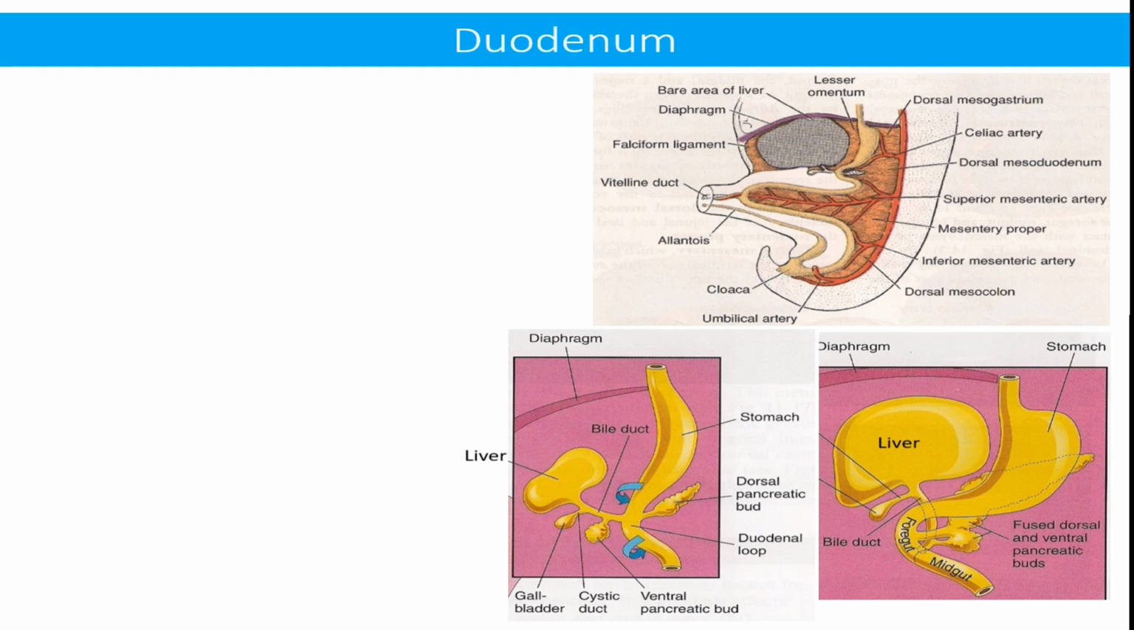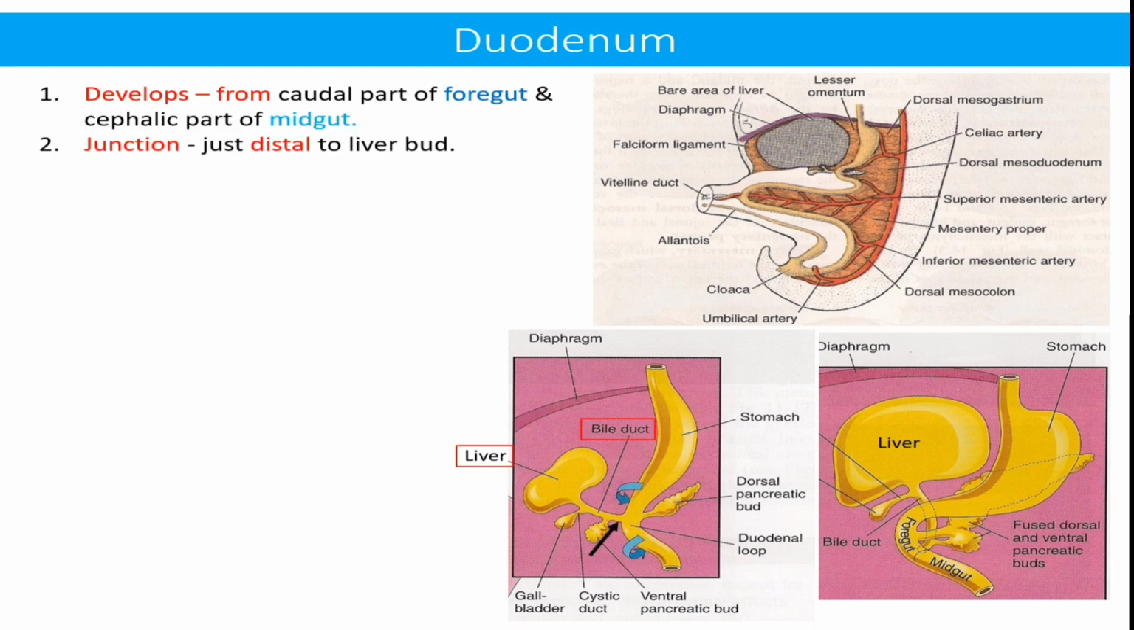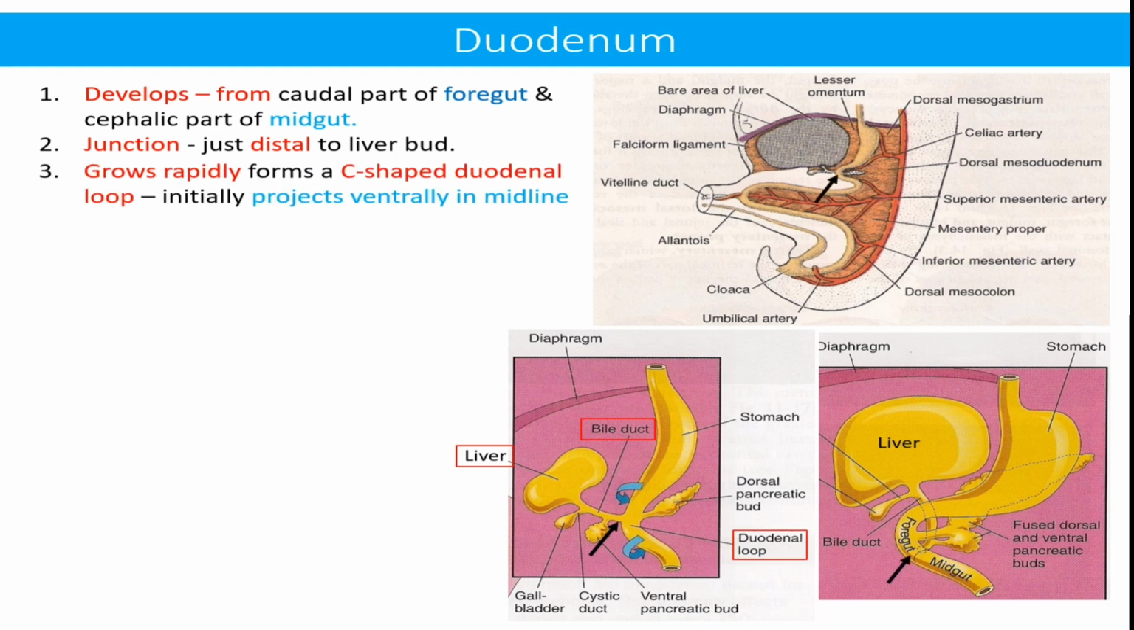Now we start with the development of the duodenum. Duodenum develops from the caudal part of the foregut and cephalic part of the midgut, and the junction between the two lies just distal to the liver bud. Duodenum grows rapidly and forms a C-shaped duodenal loop, which initially projects ventrally in the midline.